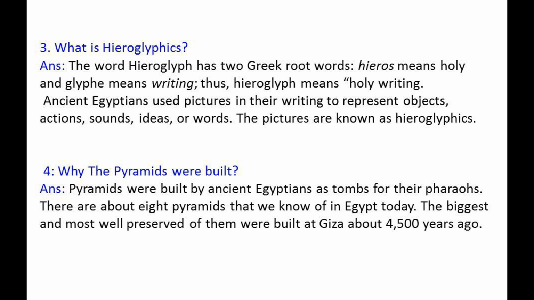4. Why were the pyramids built? Answer. Pyramids were built by ancient Egyptians as tombs for their pharaohs. There are about 8 pyramids that we know of in Egypt today. The biggest and most well preserved of them were built at Giza about 4,500 years ago.